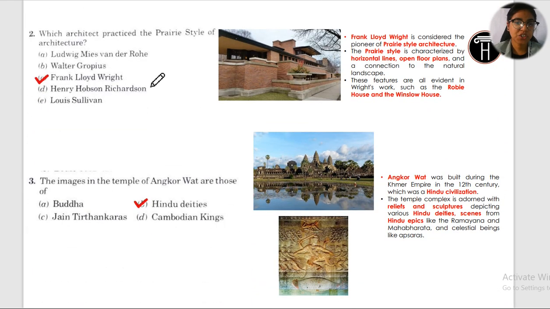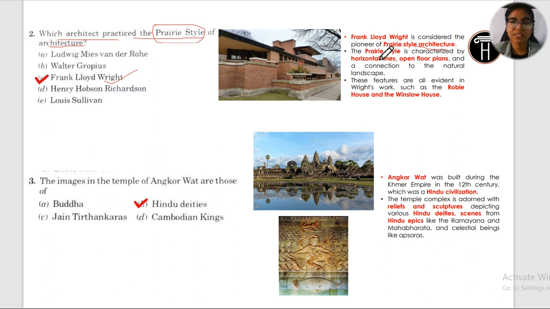Moving to the next question. This question is asking which architect practiced the prairie style of architecture. This architectural style, known as the prairie style, was practiced by F.L. Wright, which is Frank Lloyd Wright. So Frank Lloyd Wright is considered the pioneer of prairie style architecture, as we have seen.